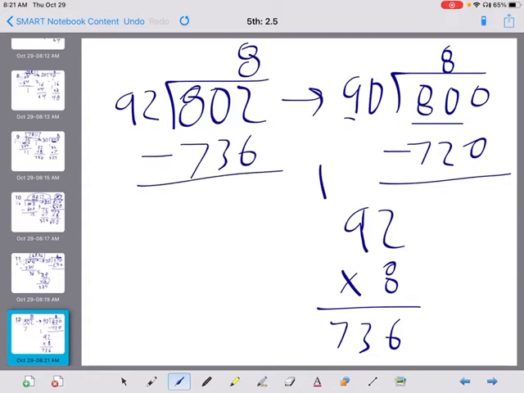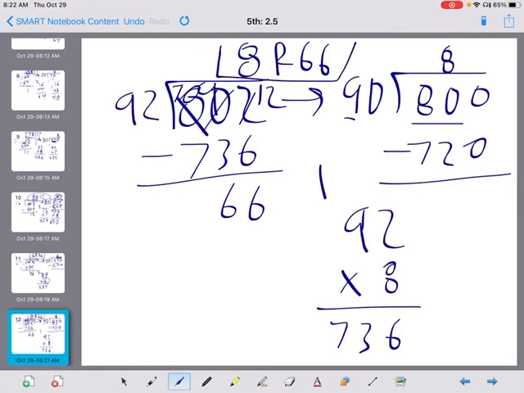736 goes down here. This becomes 12. This becomes 9, and this becomes 7. 12 minus 6 is 6. 9 minus 3 is 6. So we're going to get 8, remainder 66. And that does work out because our remainder needs to be less than 92, and it is. So boom, we got that one.